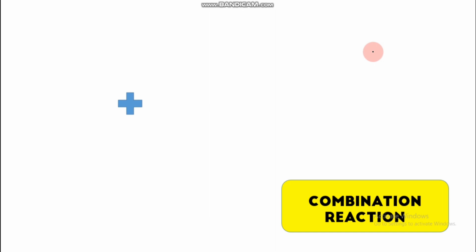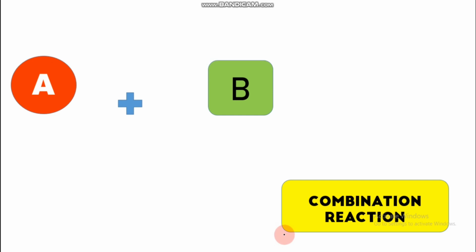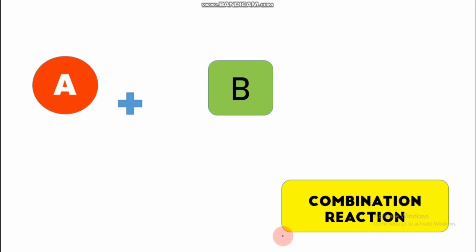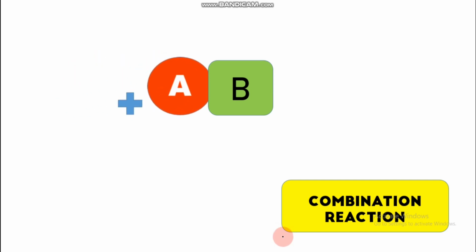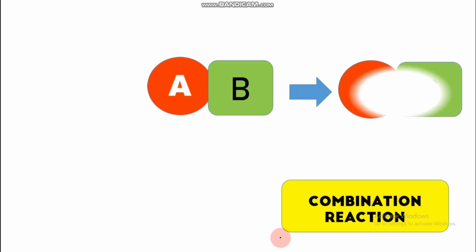Yes, coming to the first type, it is a combination reaction where the name itself suggests that there are two chemicals which are going to combine together to form a single product like this. Yes, so there is a chemical A and there is a chemical B. Okay, now these two are going to combine together. So now you can see these two have combined together to form a new substance, okay, that is AB.